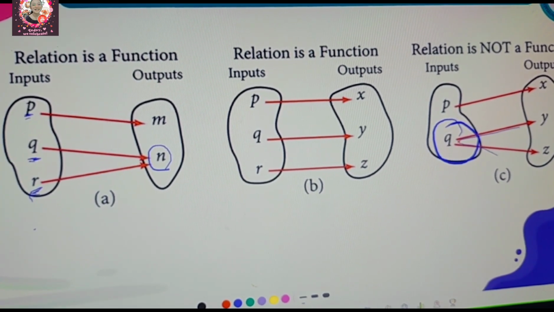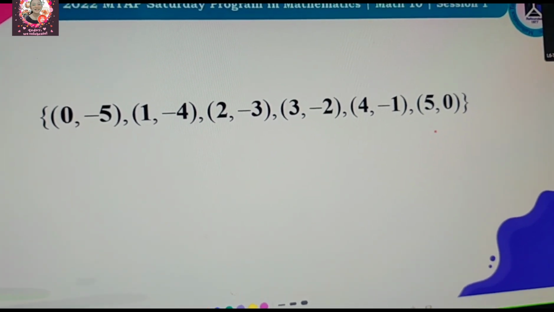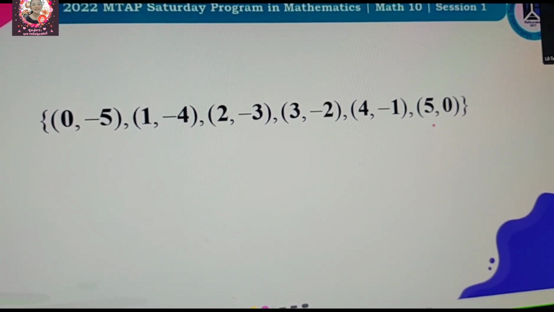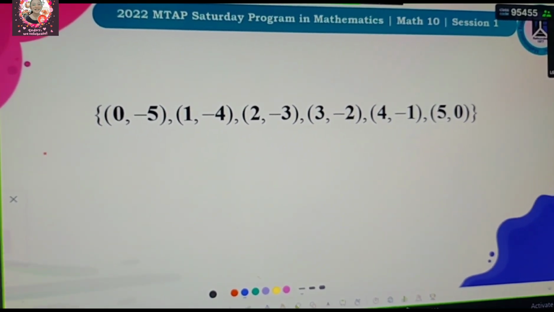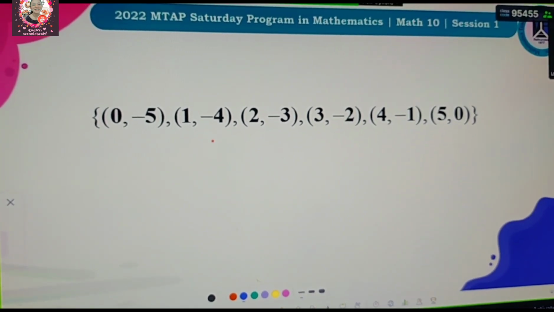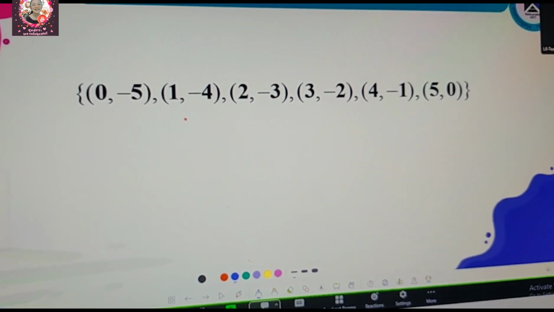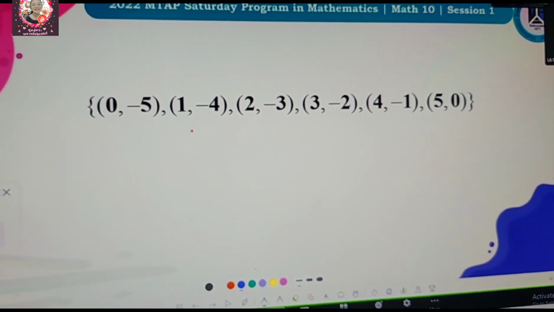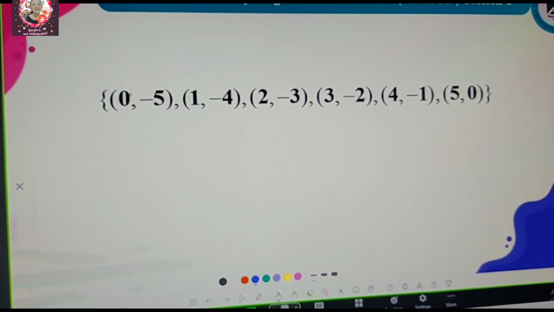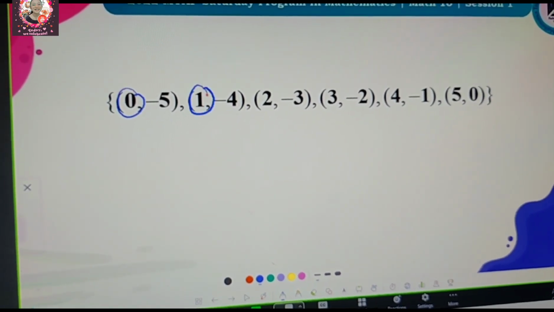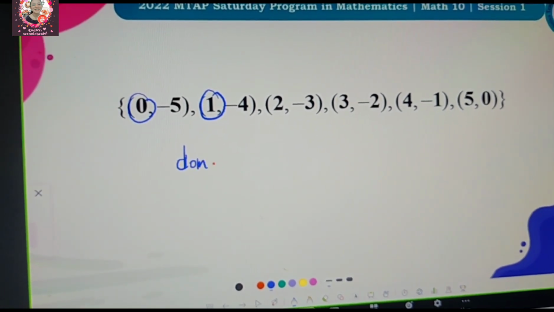Okay? Another way na ipakita yon is by definition, di ba? It's a set of ordered pairs. Tara! Relation. Ayan, kitang-kita naman dito, set siya, and then we have ordered pairs. Pag naman naka-ganito siya, nakasulat yung ating set or ang ating relation, ang titingnan natin is yung mga first elements. Yung first elements natin, sila rin yung domain natin. Sila yung elements ng domain.